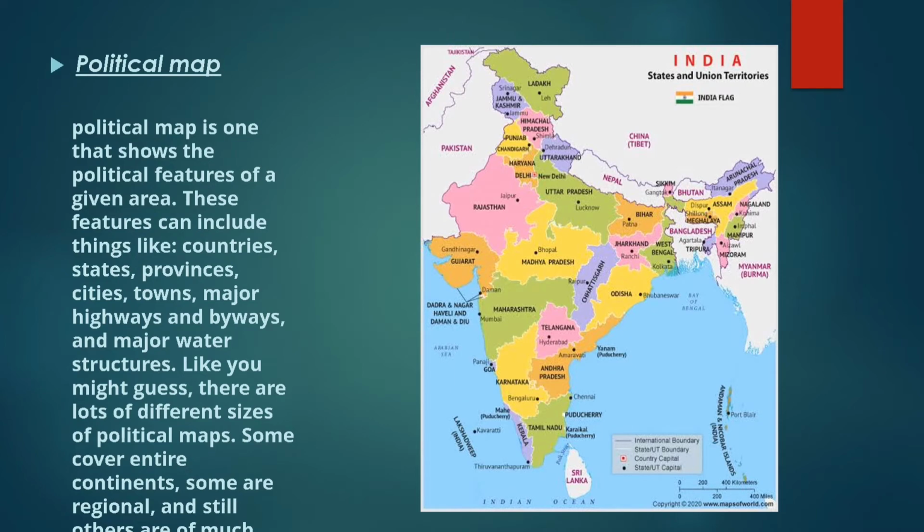Then comes the political map. A political map is very commonly used and seen by all of us. It is a map which shows us the regions, states, provinces, countries, continents, anything which have a boundary created by man. So these are known as political maps. These are the most common maps which you have seen.